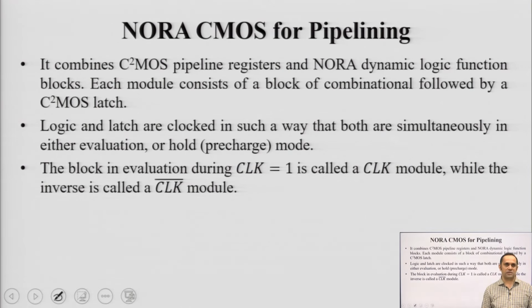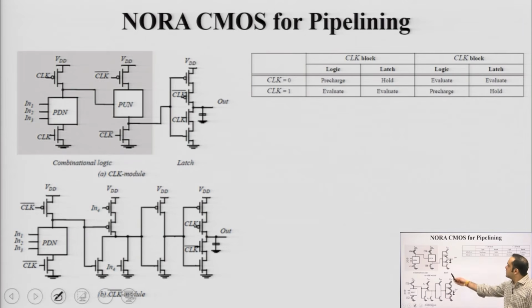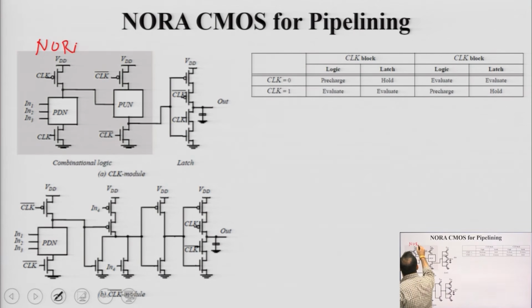So, you have two things, number one, a clocked CMOS latch circuit for storage and a NORA logic block for logic calculation. That particular block or module which evaluates when clock is 1 is known as a clock module, and the other module is known as a clock bar module. So, see how the circuit looks. The circuit on top is your clock module, CLK module. This here is your NORA logic block, and this here is your C2MOS latch.